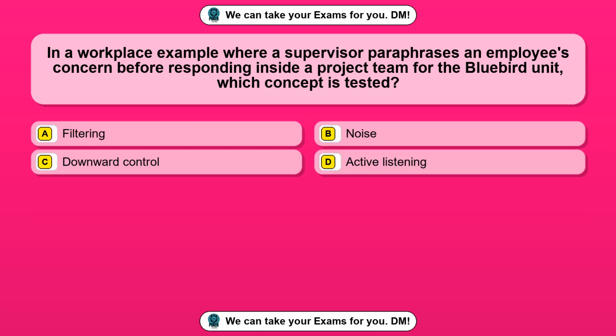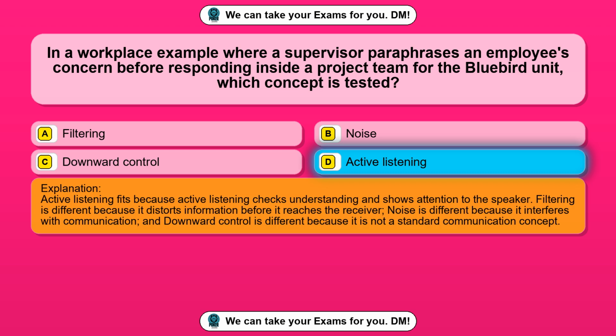Question 42. In a workplace example where a supervisor paraphrases an employee's concern before responding inside a project team for the Bluebird unit, which concept is tested? Option A, filtering. Option B, noise. Option C, downward control. Option D, active listening. The correct answer is option D, active listening.